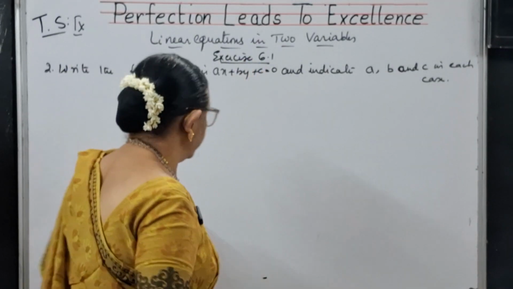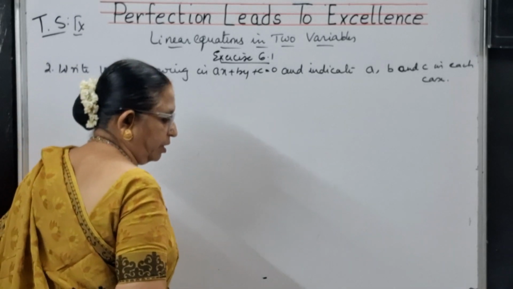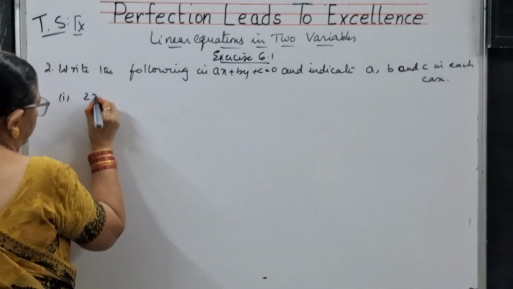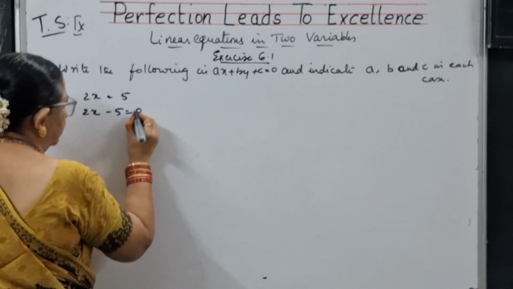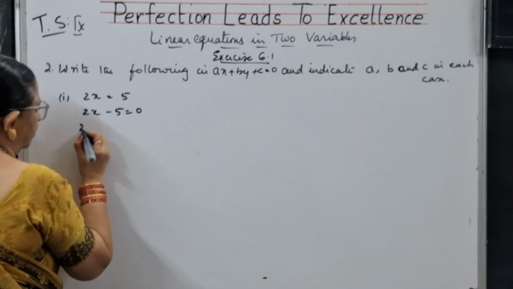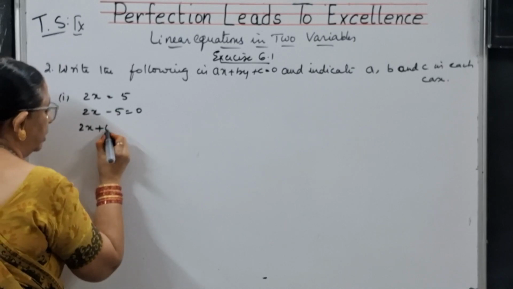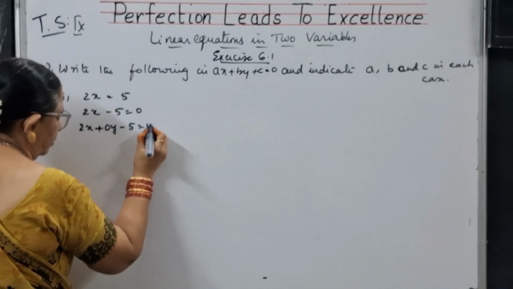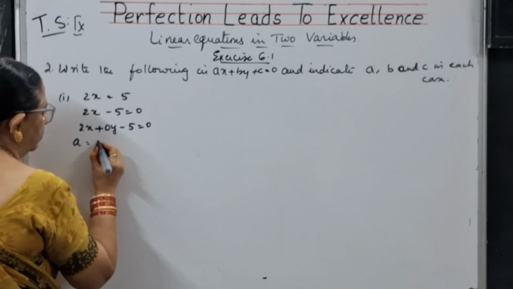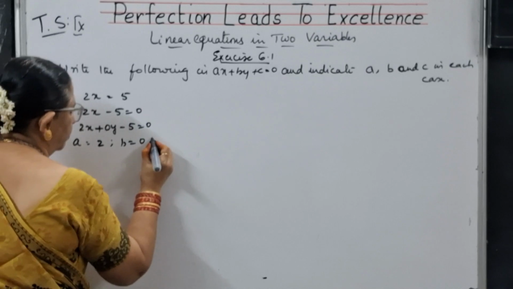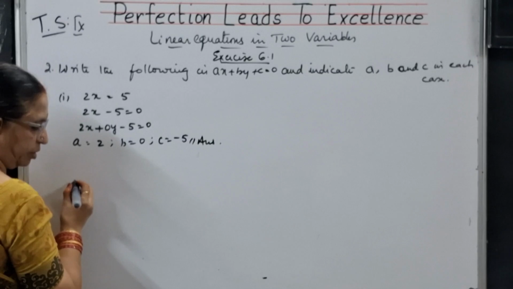Second problem, children. This is also the same way. Write the following in the form ax plus by plus c is equal to 0. Indicate a, b, c in each case. First one is 2x is equal to 5. That means, children, 2x minus 5 is equal to 0. That means in this place y is not there. X is given, but y is not there. So in the place of y, you write 0y minus 5 is equal to 0. 0 into y is 0 only. That is why there is no value given here. So a value is 2, b value is 0, c value is minus 5. These are the answers of the first bit, children.